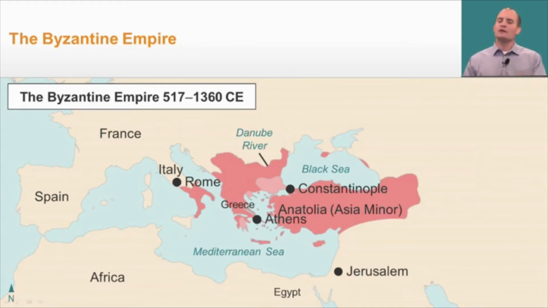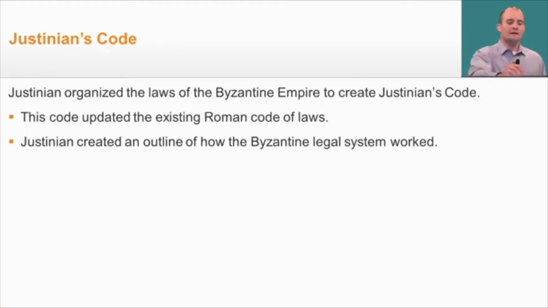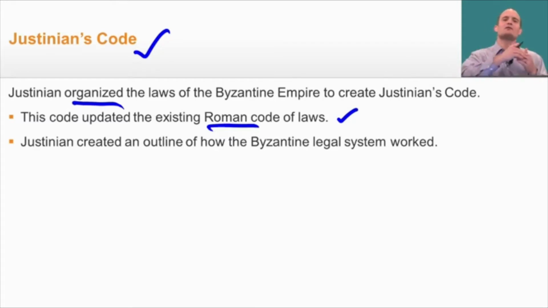But again, this wasn't the only reason why Justinian was so well known. It was also because of his code. What he was able to do is organize the laws of the Byzantine Empire to create Justinian's Code. Remember, he has an enormous empire, and to help regulate that empire, he needs a uniform set of laws. And these laws updated the Roman code of laws. You'll see that throughout the Byzantine Empire, they draw heavily from the Roman Empire.